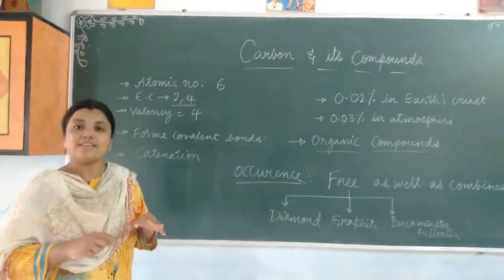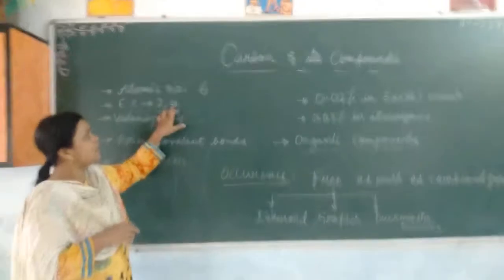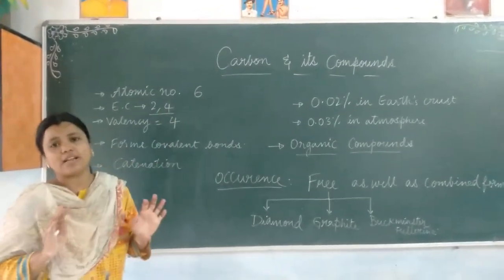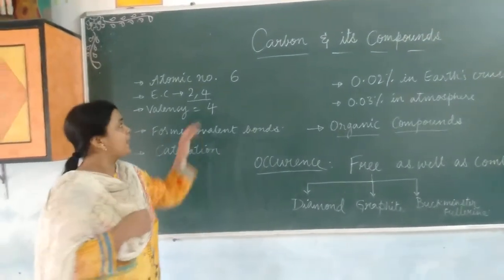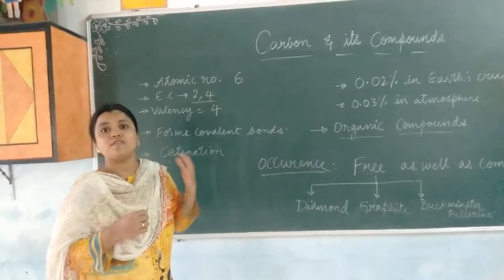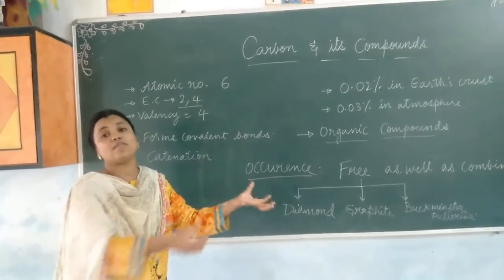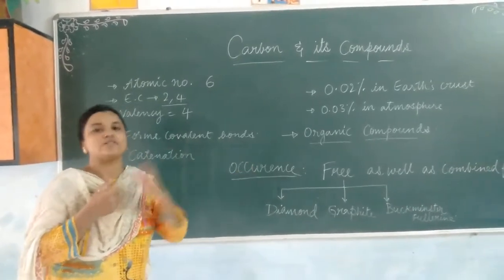Covalent bonds means it is sharing of electrons. Can you imagine that it can give away all the 4 electrons, or can it gain 4 electrons? Let us see the first case now. It cannot give away these electrons because it has only 4 electrons and all these 4 electrons are very tightly held by the nucleus. It requires a lot of energy to actually give away.